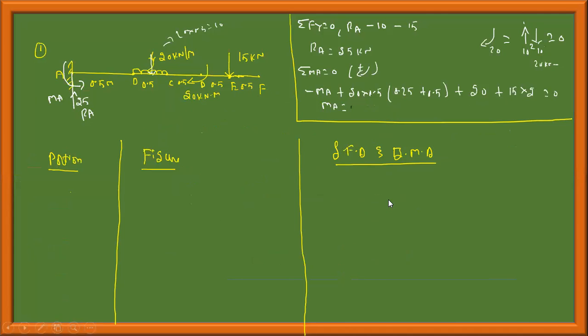You have done up to length 1 meter. Next, we'll take the portion CD. Always remember, whenever there is a point load, there is a sudden jump in the shear force diagram. Whenever there is a moment, there is a sudden jump in the bending moment diagram, which I will show you.